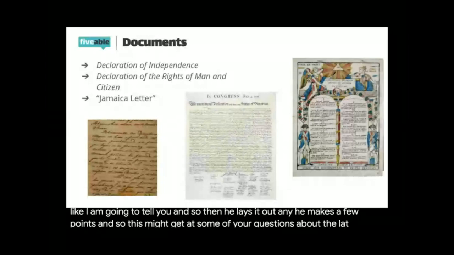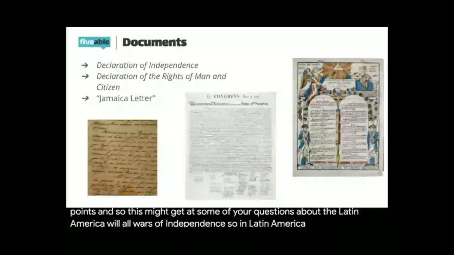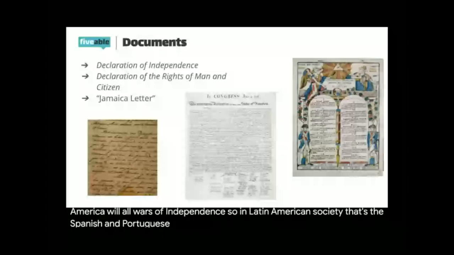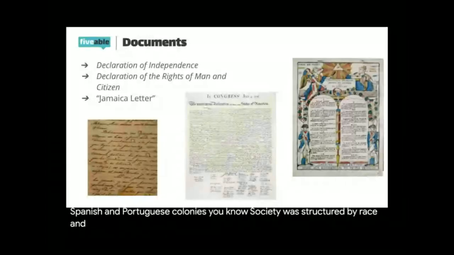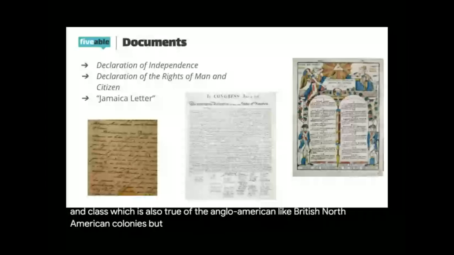In Latin American society, that's the Spanish and Portuguese colonies, society was structured by race and class, which is also true of the British North American colonies, but in a way that was similar and different to the North American situation. Bolivar was what's known as a Creole, or a Criollo in Spanish, meaning he was of Spanish ancestry. He would have been racially white, but born in the Americas. People in that situation did not have access to the highest colonial positions.